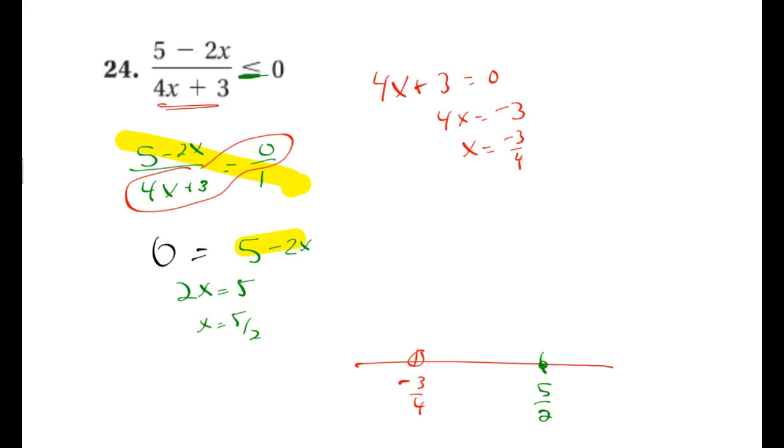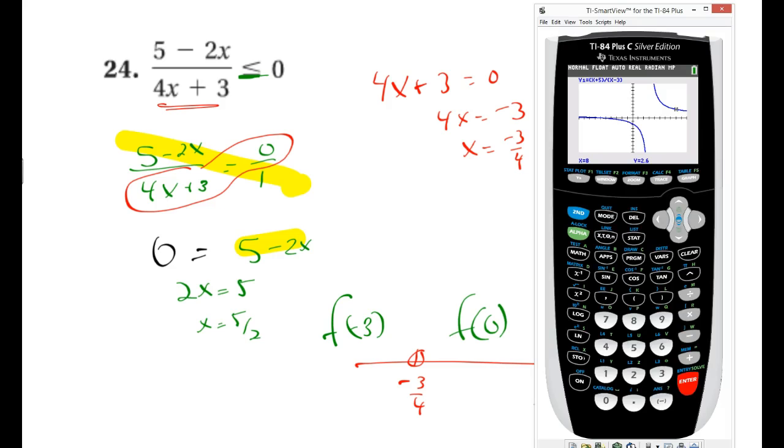5 halves. So I'm going to run some tests like f of negative 3, f of 0, and f of, well, 5 halves is 2.5, so anything to the right of that, I'll try a 4. So again, be careful typing this in. I would use parentheses, 5 minus 2x divided by, in parentheses, 4x plus 3. I'm going to trace and check negative 3, 0, and anything to the right of 2.5.